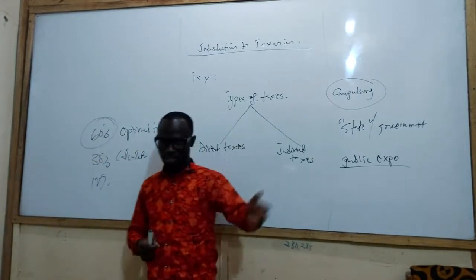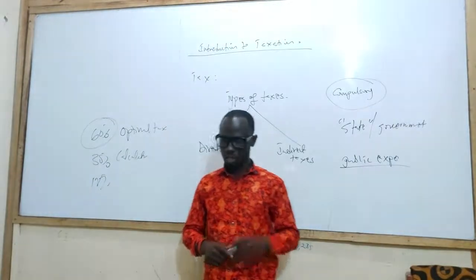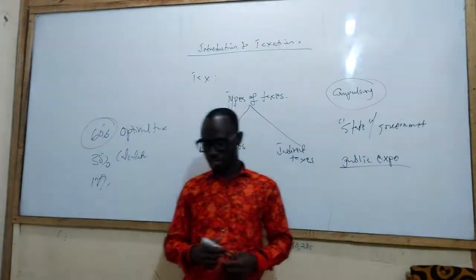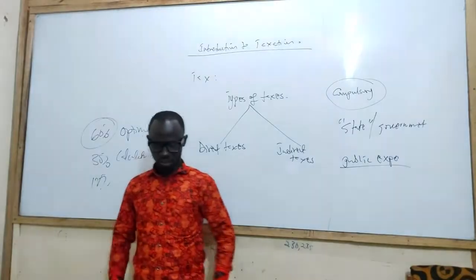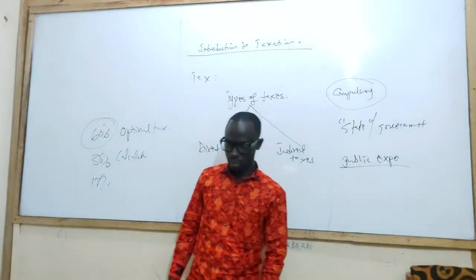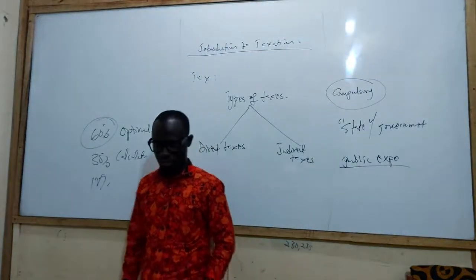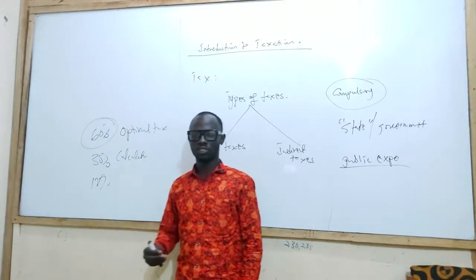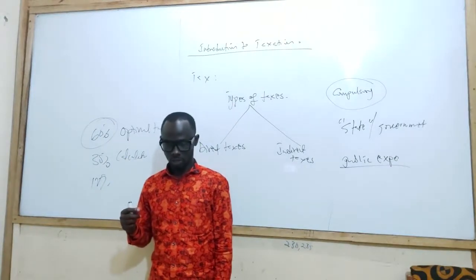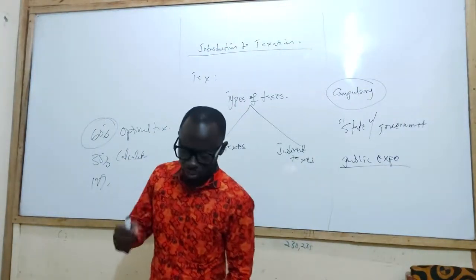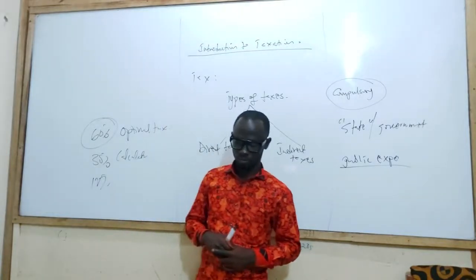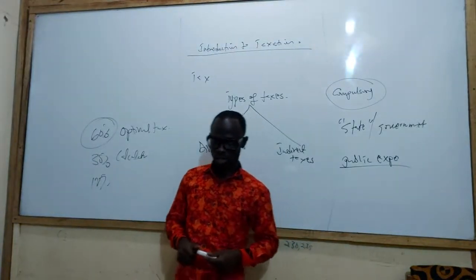All right. So direct taxes are taxes which are levied on the possessions and incomes of individuals and profits of organizations, whose burden cannot be shifted to someone else.